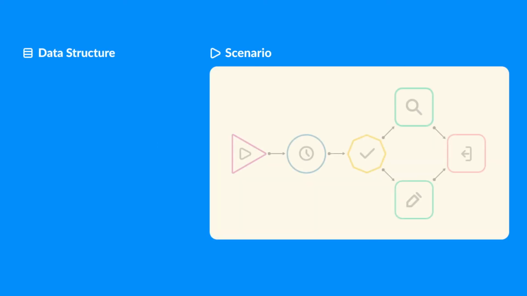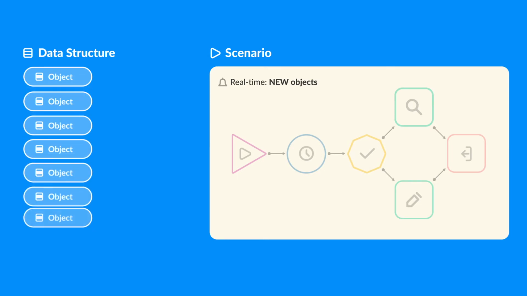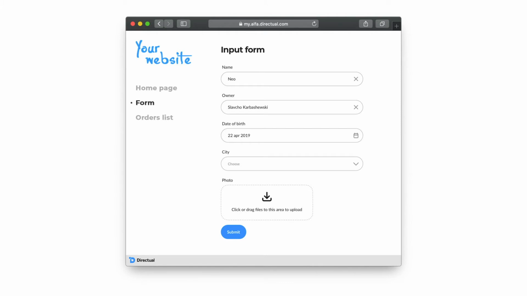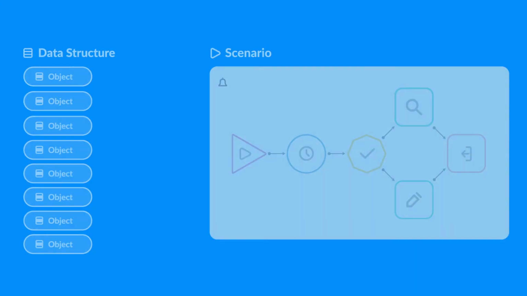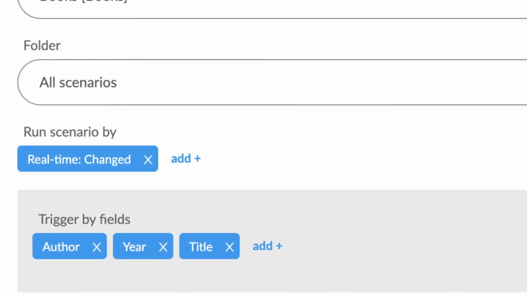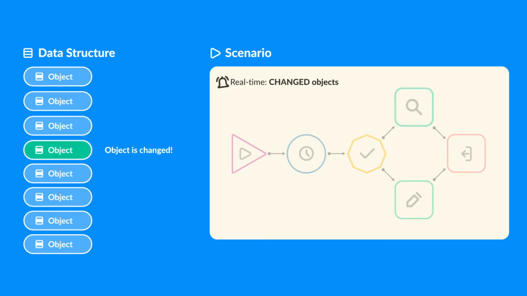A scenario can process all new objects from a target structure in real time. For example, a new object might present data from, say, a web form. Or we can choose a number of structure fields. And the scenario triggers when one of those object properties is changed. That's in real time too.